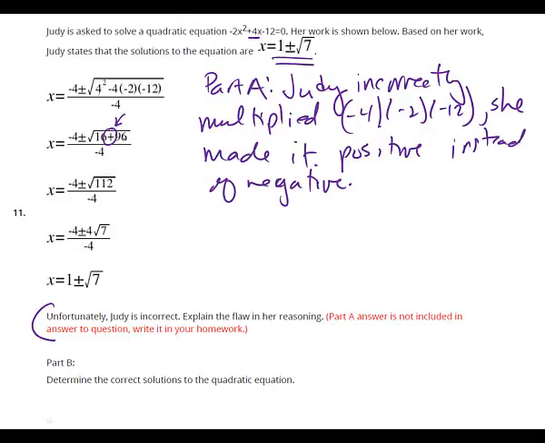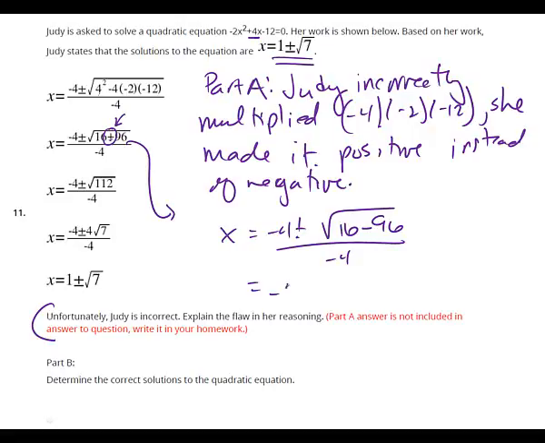Okay, so what I need to do is I need to fix it, right? It says determine the correct solution. So we already know that the mistake is right here, right? So let's rewrite it from that line. So x equals negative 4 plus or minus square root of 16 minus 96, over negative 4. All right. What's 16 minus 96, everybody? Negative 80. Are we all okay with that? Yes. All right, so let's keep going from there.